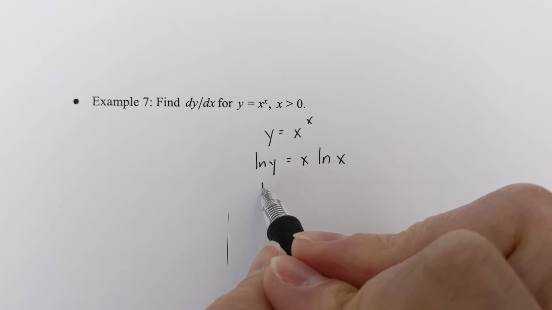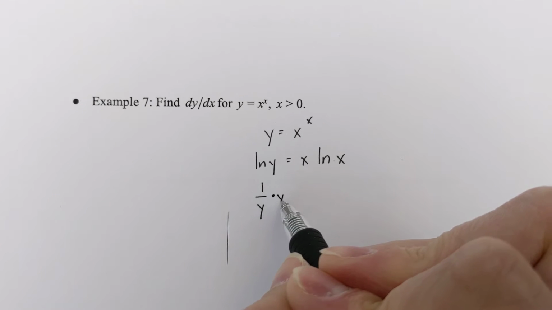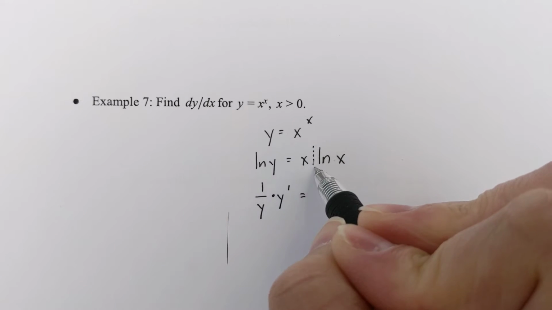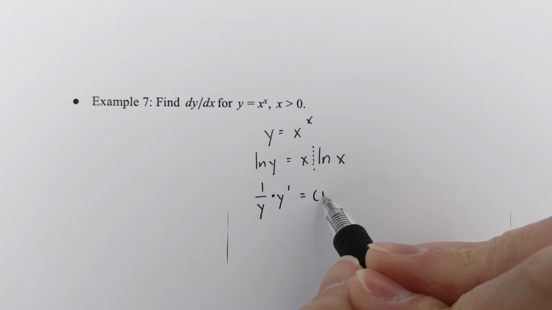Over here on the left, the derivative of a natural log is 1 over y, but that was a y, so I get a y prime. Over here on the right, this is a product rule, since it's two things being multiplied together. So the derivative of x is 1.